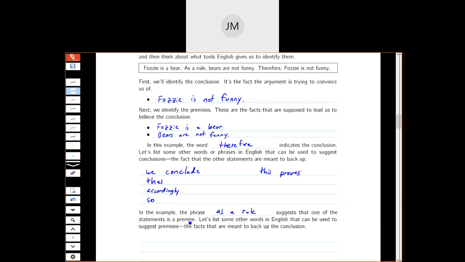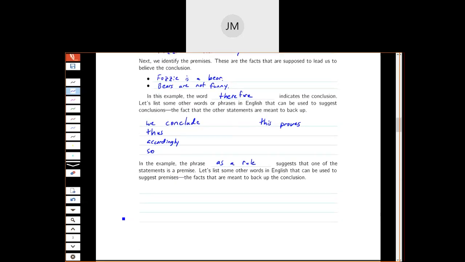Okay, so let's come up with some other things that might indicate premises. Now, remember that a premise is something that we are stating as being a known fact, right? So what else could indicate that something is a known fact? Because, good. Since.